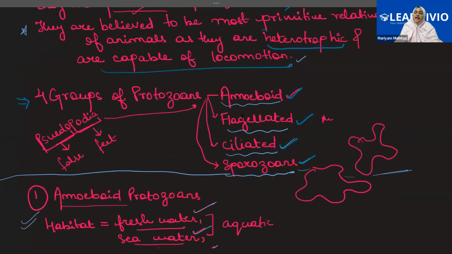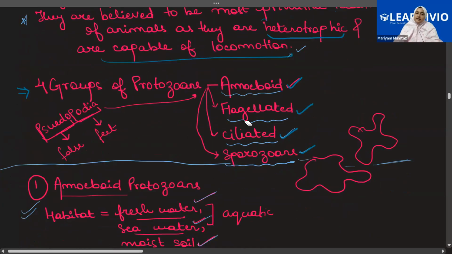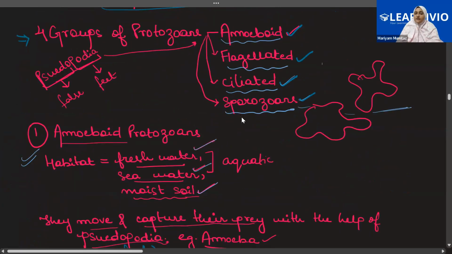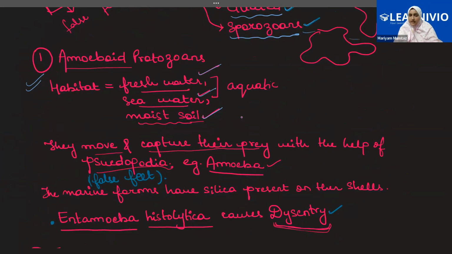Now the protozoans have further been divided into different types depending upon their nature, their shape, and their motility. The protozoans are divided into four groups: amoeboid, flagellated, ciliated, sporozoans. These are the four groups. Then we have amoeboid protozoans first. Amoeba-like organisms are freshwater, and they can be found in seawater and moist soil. Mostly they are aquatic, but they can also be found in moist soil.